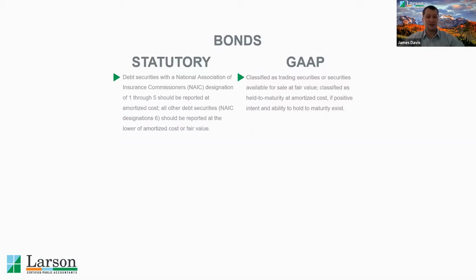Under statutory, bonds are rated by the National Association of Insurance Commissioners, or NAIC, and depending on that rating, 1 through 6, it changes how the investment is reported. NAIC designations of 1 through 5 will be reported at amortized cost, while all other debt securities at NAIC designation 6 will be reported at the lower of amortized cost or fair value.